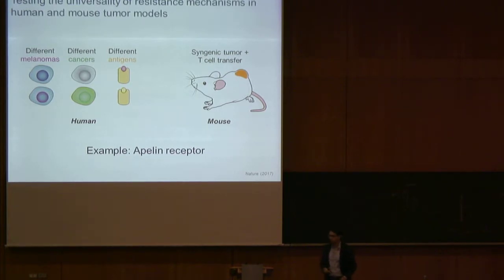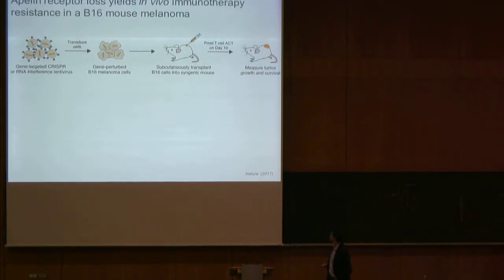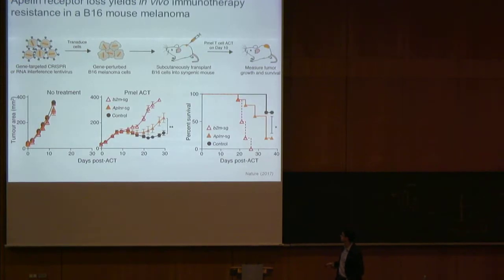And I'm just going to show you one particular gene that we pursued a little bit, and that's this gene called the apelin receptor. Here we took a mouse melanoma cell line, we knocked out this apelin receptor, and then we transplanted these into mice and gave them adoptive T cell therapy in an antigen-matched way, similar to what we did with the human cells. And what you can see here is that with the knockout of APLNR, though it's not quite as huge of a stop as knocking out all antigen presentation, it's quite a significant difference in tumor growth and also in survival of these mice after receiving immunotherapy, suggesting that this really is a bona fide block to immunotherapy.